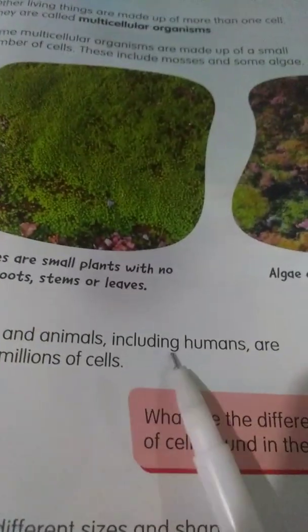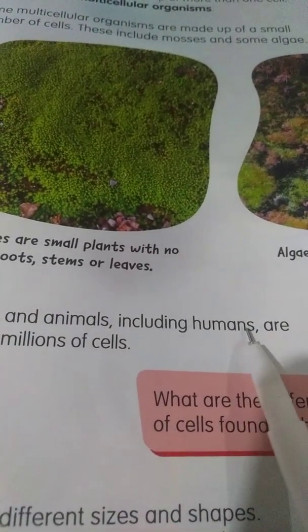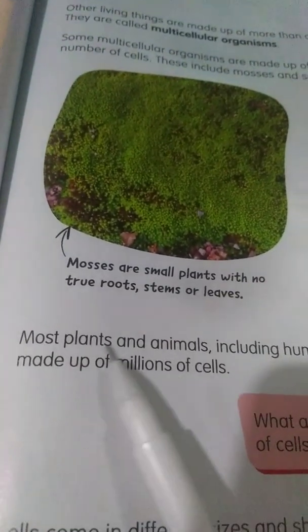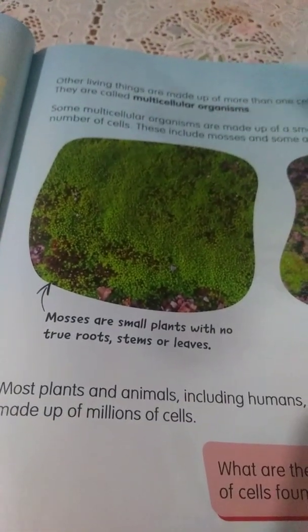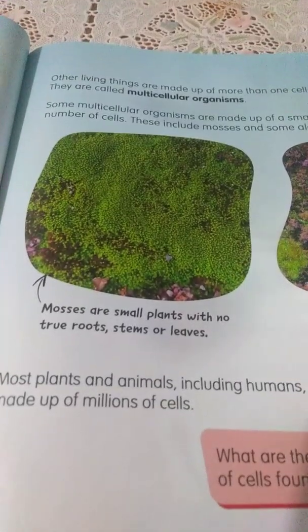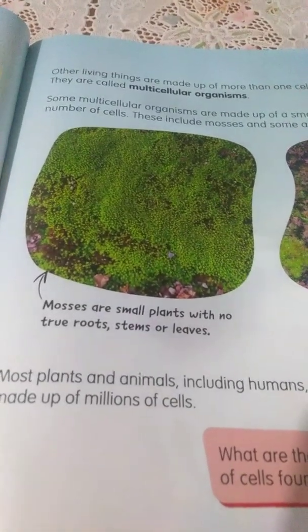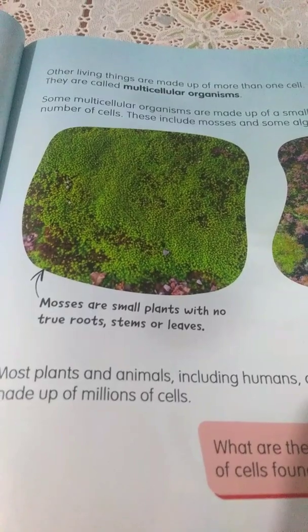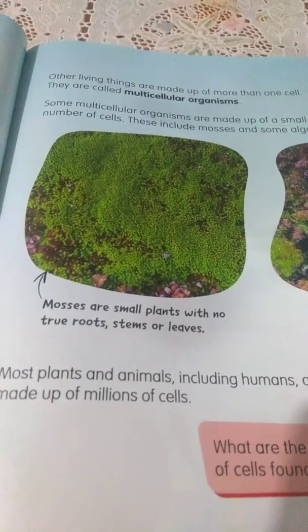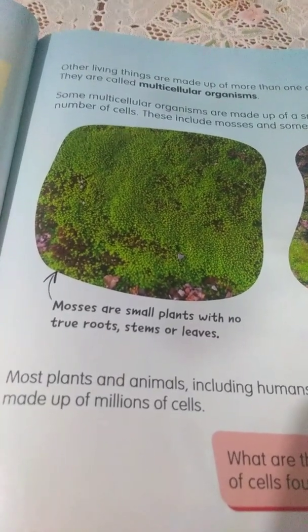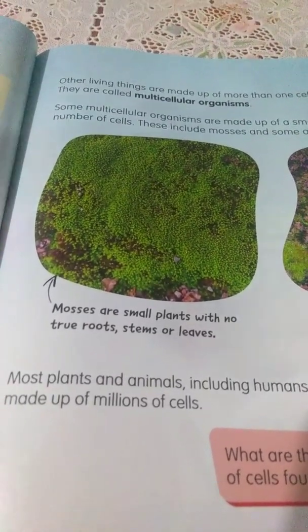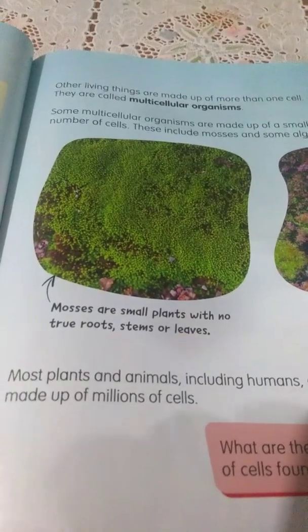Include we are ya, termasuk kita. Include human. We are made up of million cells. Jadi kita itu memiliki jutaan cells. So we are included in multicellular organism. Jadi kita sendiri nih punya banyak jutaan sel, sel rambut, sel kulit, sel darah merah, sel darah putih. We are made up of millions of cells. So we are included in multicellular organism.